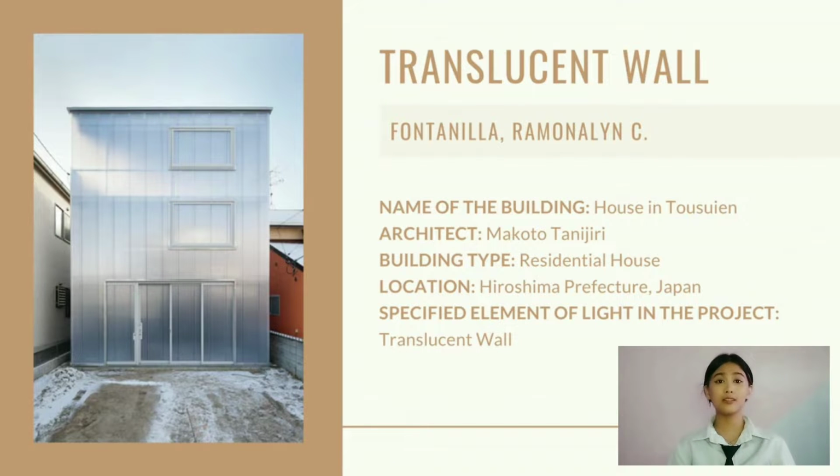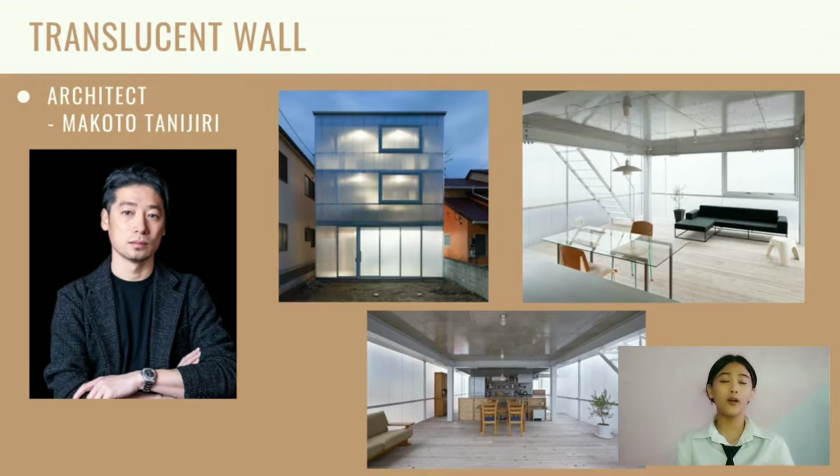A residential house in Busan was designed by architect Makoto Tanijin, located at Hiroshima Prefecture in Japan. The specified element of light applied in the project was its translucent walls. What are translucent walls? Translucent walls are soft, diffuse natural lighting made with cellular polycarbonate material. The translucent wall panel systems insulate better and are a more cost-effective alternative to a conventional glass wall. What makes it better is that these industrial strength walls are impact resistant and low maintenance.